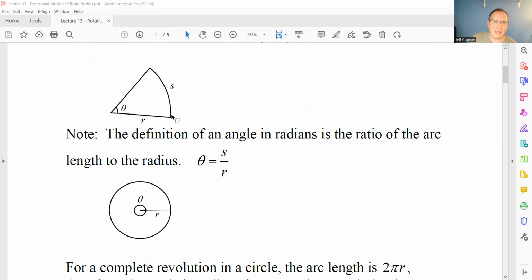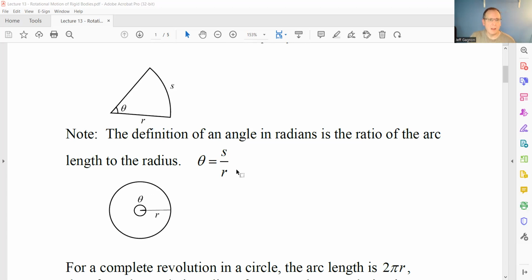Now notice that these two variables, the arc length and the radius, are going to be measured in some units of length, right? Let's say meters. So if the arc length is measured in meters and the radius is in meters, those units are going to cancel. So the angle theta is not going to have any units. We usually write radians to remind ourselves it's in radians, but it's really unitless because the units of length cancel.